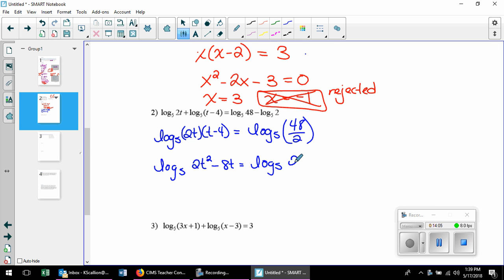38 divided by 2 is a whopping 24. Single logs on both sides, so I'm just going to eliminate them. And I've got 2t squared minus 8t minus 24 equals 0. I think I should factor that 2 out, make my life a lot simpler.